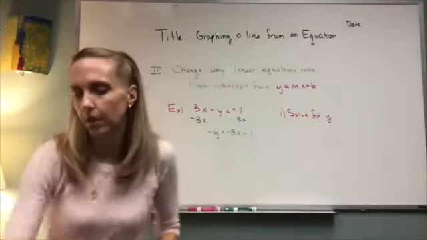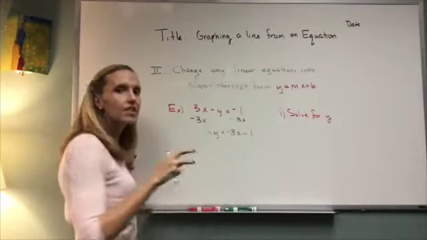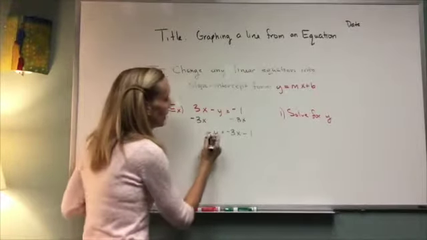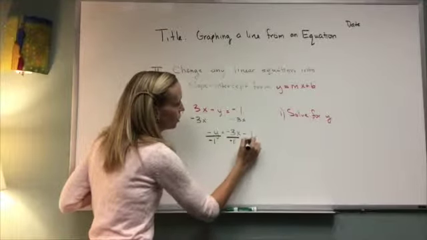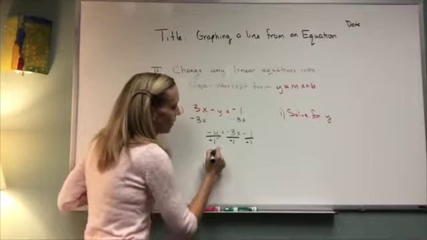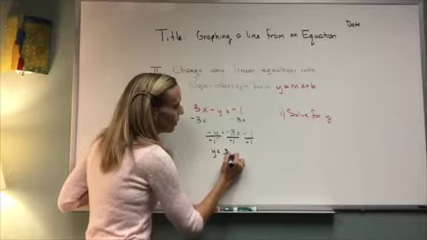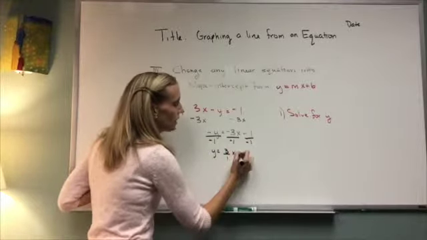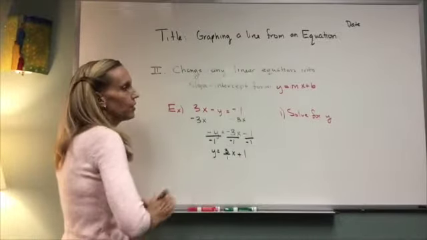Oh, there's a good black marker. But the y is still not by itself. It's still not isolated. It's still not solved. It has a negative. So that means that I need to divide each term. So I'm going to literally show that I'm dividing every term by negative 1. So now my equation is y equals 3 over 1x, and a negative divided by negative is positive 1. So we've completed our first step.